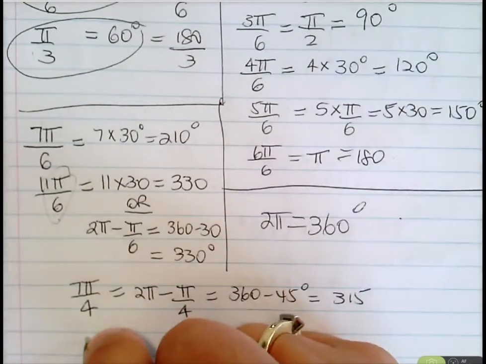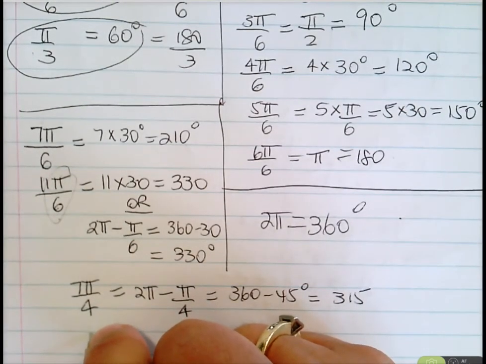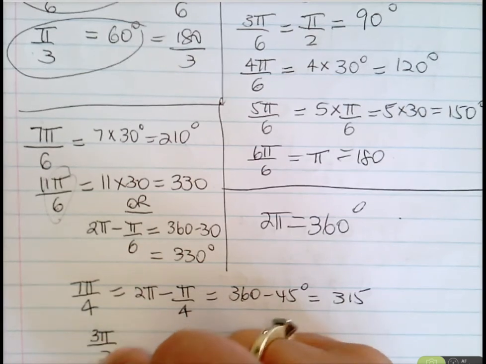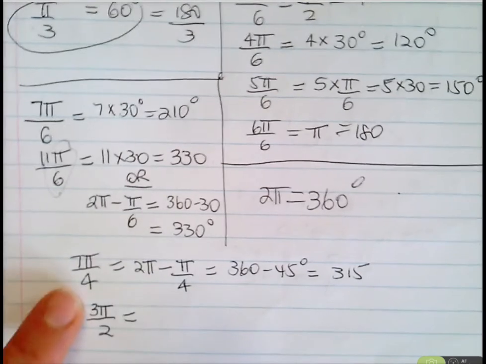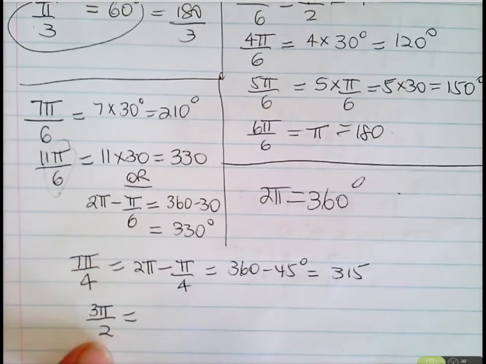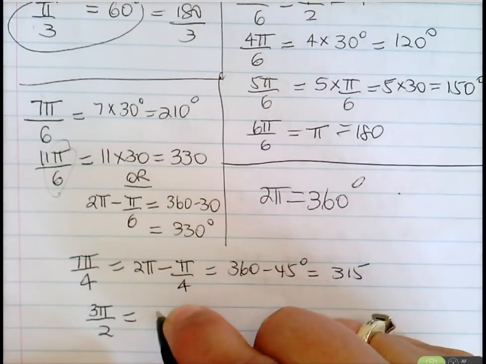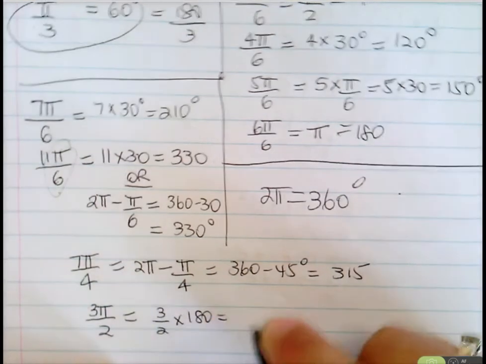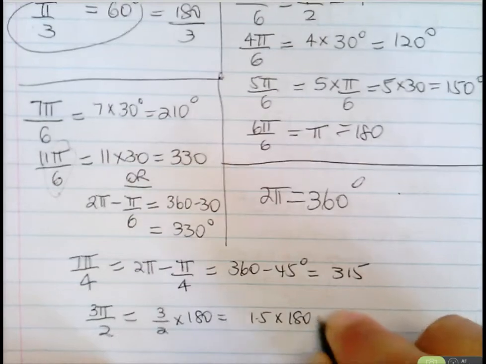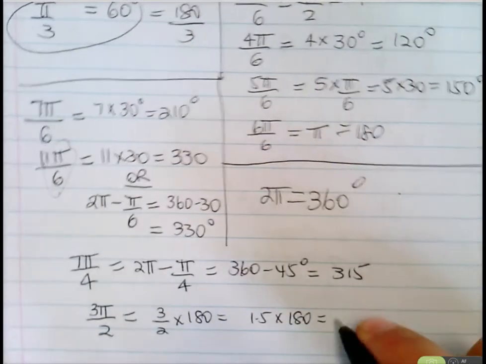The other really common one is 3 pi on 2. That's 1 1/2 lots of pi. 3 on 2 is 1 1/2 lots of pi. That's 270. Okay, it's 1 1/2 lots of pi, or 1.5 times 180. It's 3/4 of the way around the circle.